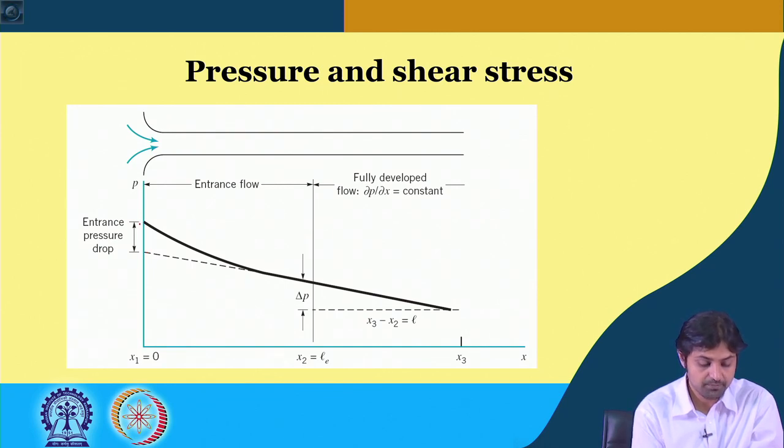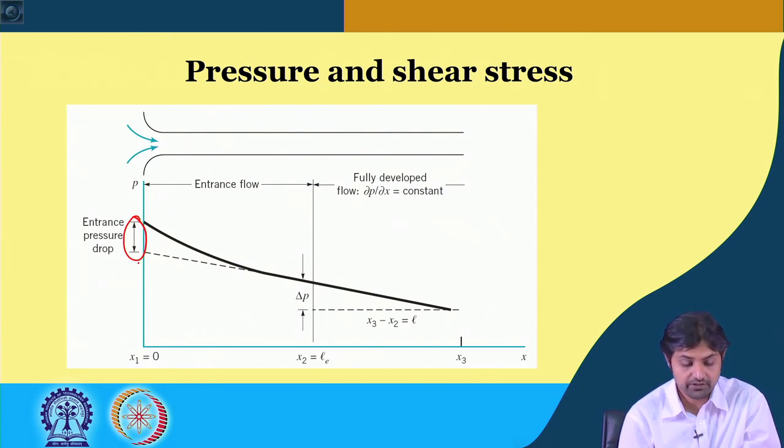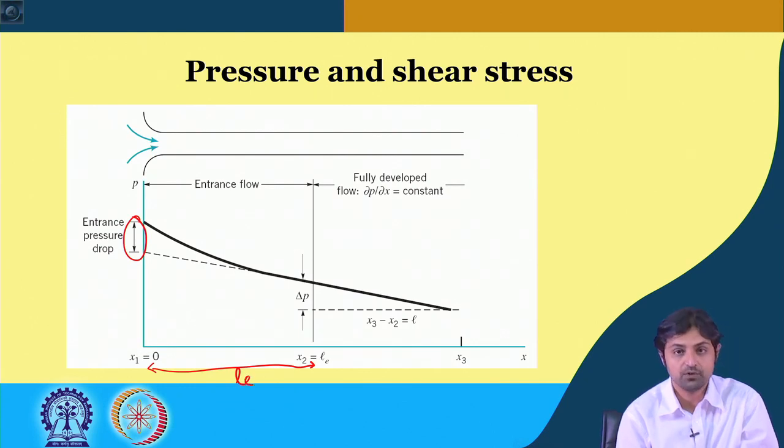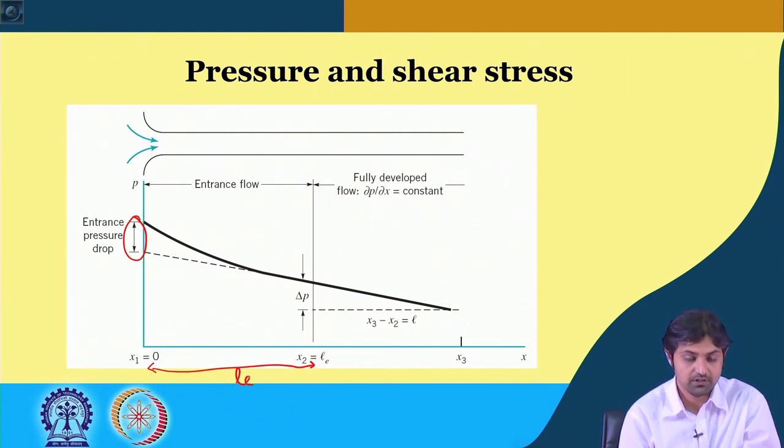as soon as the water enters the pipe, there will be a pressure drop here, and that is called the entrance pressure drop. This is LE, as we said, and this value can be calculated based on the Reynolds number. If the flow is laminar, it is 0.06 RE, whereas if it is turbulent, it is of the order of RE to the power 1 by 6.